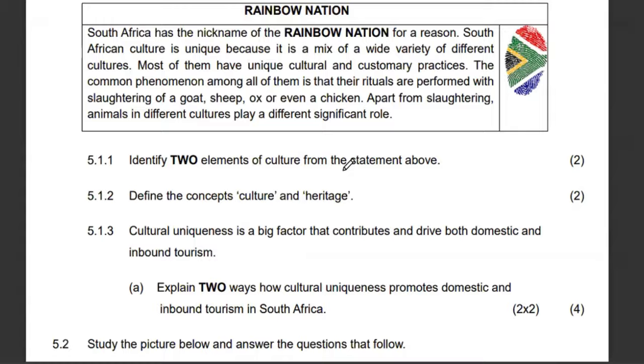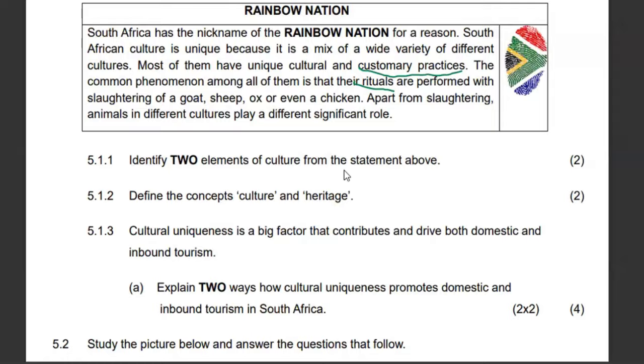So South Africa has the nickname the Rainbow Nation, for a reason. South African culture is a mix of a wide variety of different cultures. Most of them have unique cultural and customary practices. So customary practices, that's an element of culture on its own. Then rituals, all those are cultural elements. So identify 2 elements of culture from the statement above.